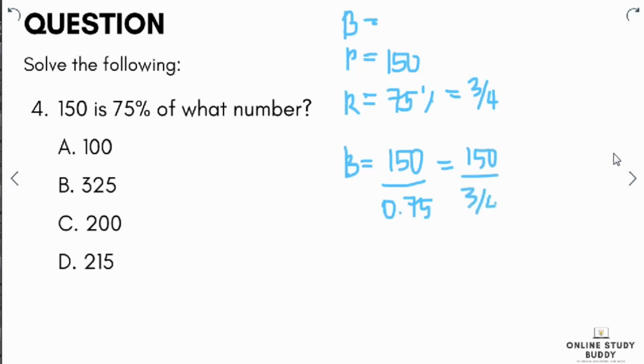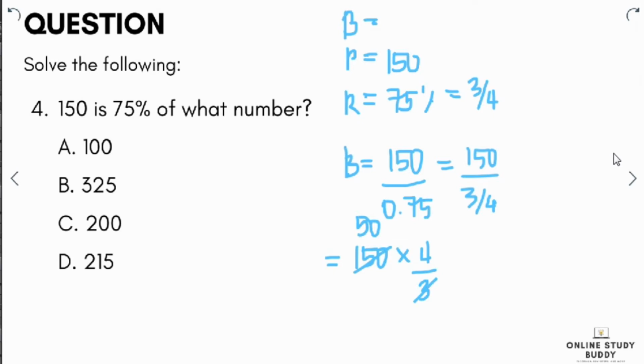And then proceed with dividing these fractions. So ang mangyayari, i-multiply natin yung reciprocal ng 3/4 sa 150. So 150 times 4 over 3. Pwede natin i-cancel yung 3. And then, masisimplify natin yung 150 to 50.